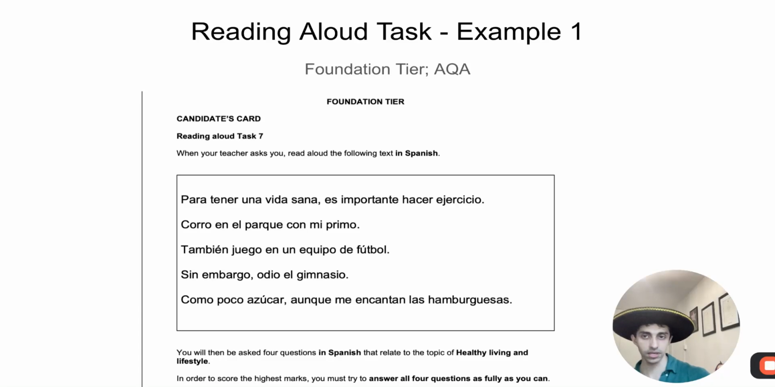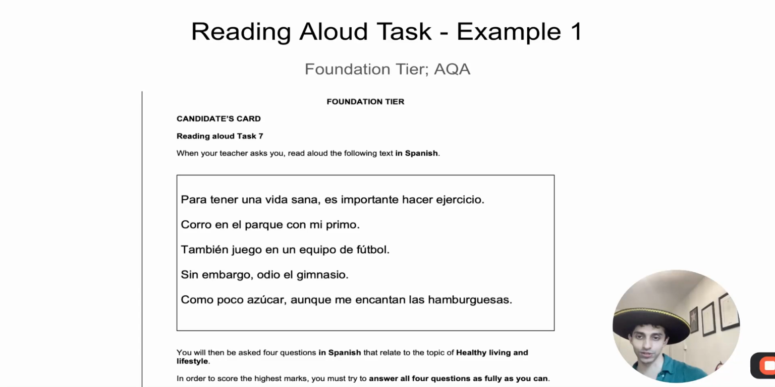The first thing to do when you're presented with this candidate card is always read through the instructions, regardless of which task it is for your speaking exam. Make sure you're very familiar with the instructions and understand what you've got to do. Then during the exam, you'll be asked to read out the following text in Spanish. So let me do that for you. This is what I would do if I were the candidate. I would read it aloud as such.